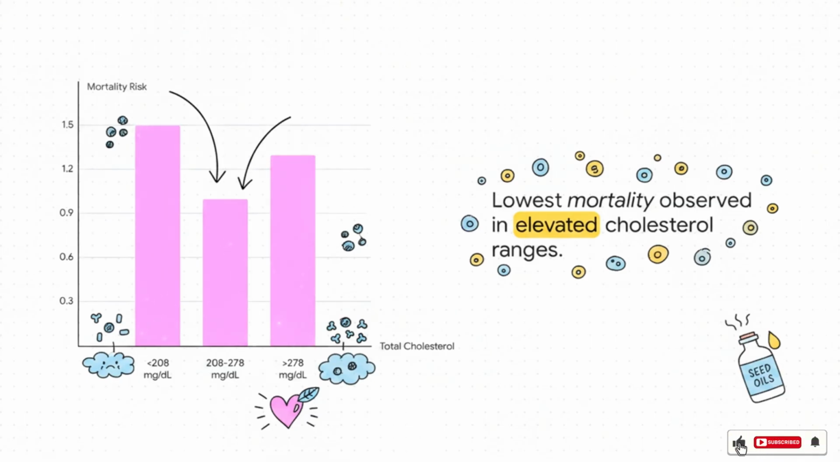Take a look at this U-shaped mortality curve from a 2016 review of over 68,000 individuals. The people who lived the longest actually had total cholesterol levels sitting right between 208 and 278. As a cardiologist, I find this absolutely fascinating because this lowest risk sweet spot is exactly the range that modern medicine frequently flags as elevated and aggressively treats with medication. The data shows both very low and very high cholesterol were associated with an increased risk of death.